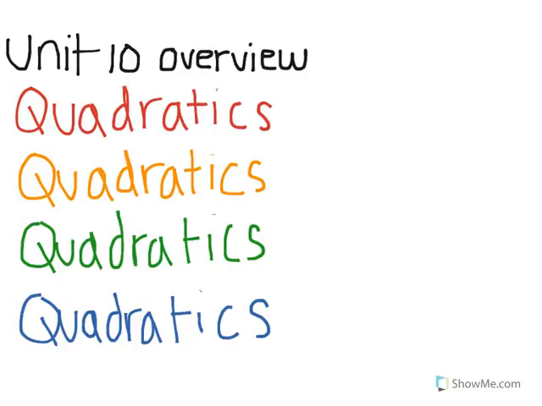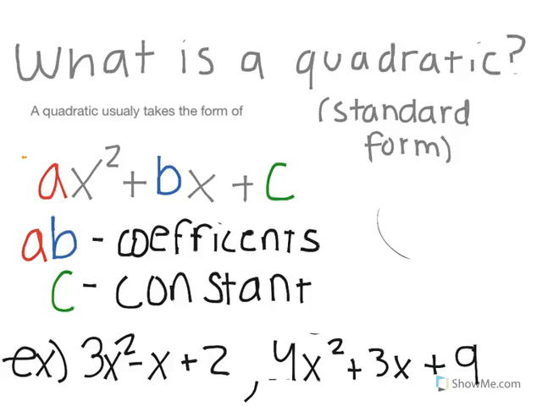Algebra 1. These consist of, as you can tell by it being written 4 times in many different colors, quadratics. We're just going to learn a ton about quadratics, all about solving, graphing, the whole 9 yards. So let's get started. First off, what is a quadratic?